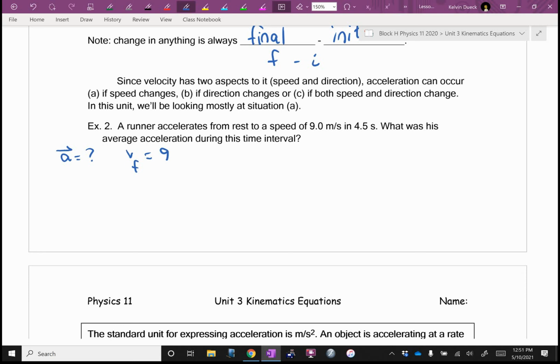What's that 4.5? How do you know it's time? And you'll notice I didn't use the word time in front of this, and I could even have said from rest to 9 meters per second without the word speed, but if you see the meters per second, you can figure out it's a velocity. So T is 4.5. And the problem, I need VI.